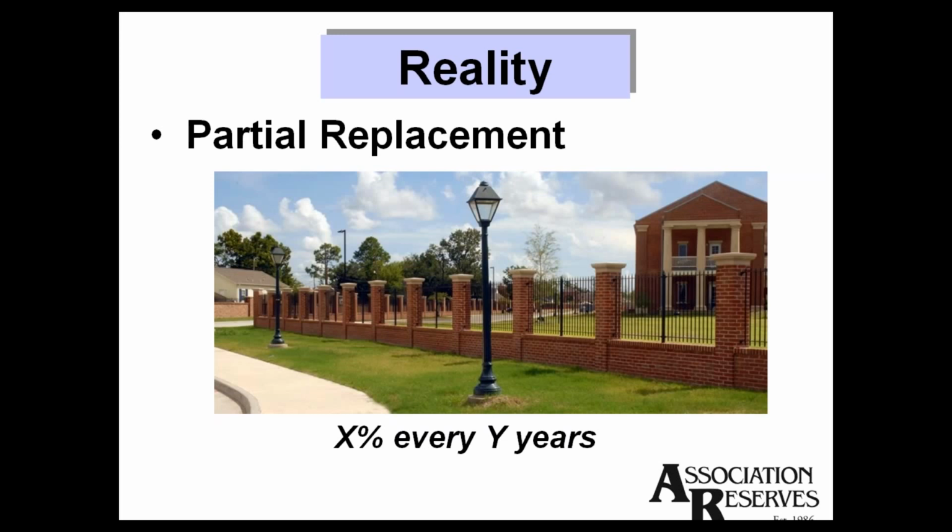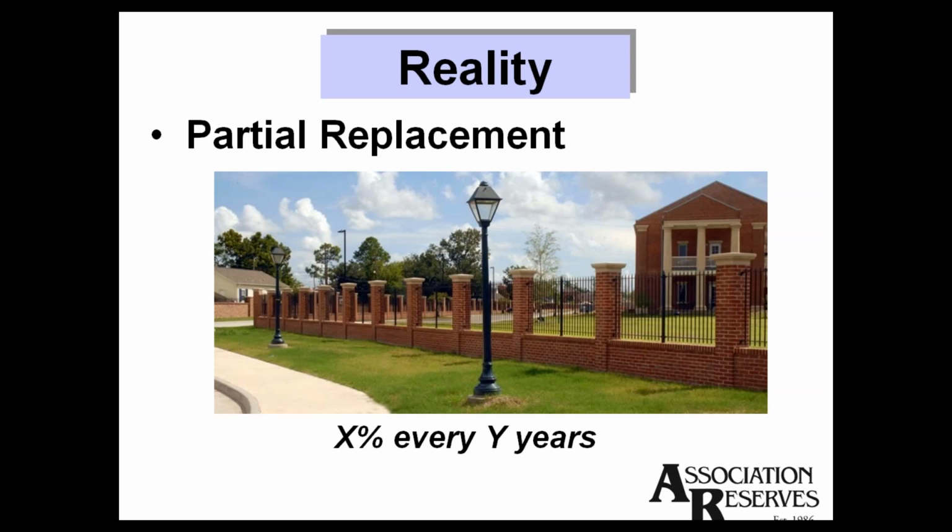Perimeter fencing and sidewalks are common examples. This one catches a lot of associations by surprise. Due to local factors like sprinklers, trees, or vegetation, you'll likely find the need for local partial replacement.